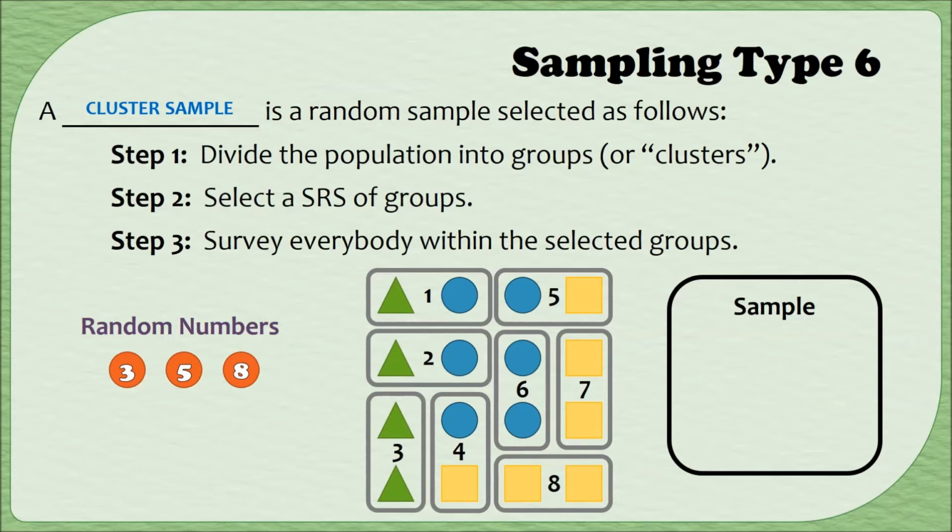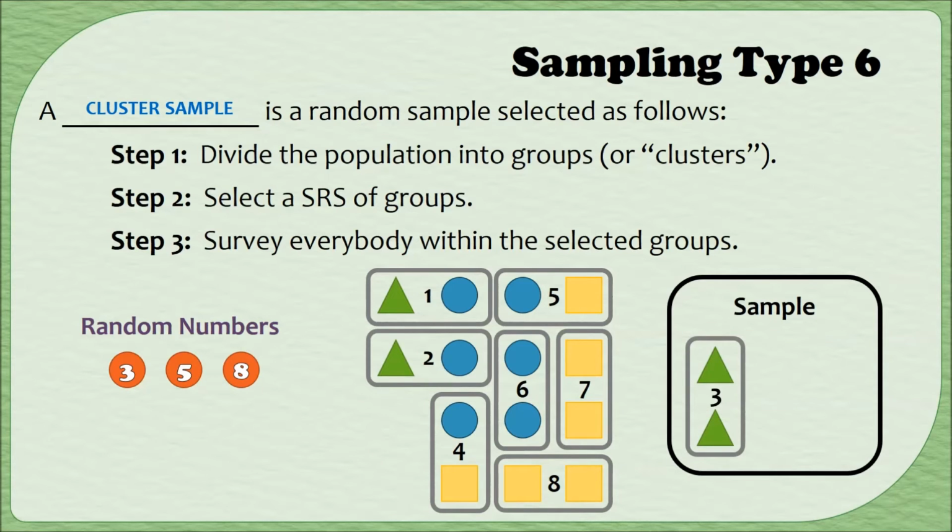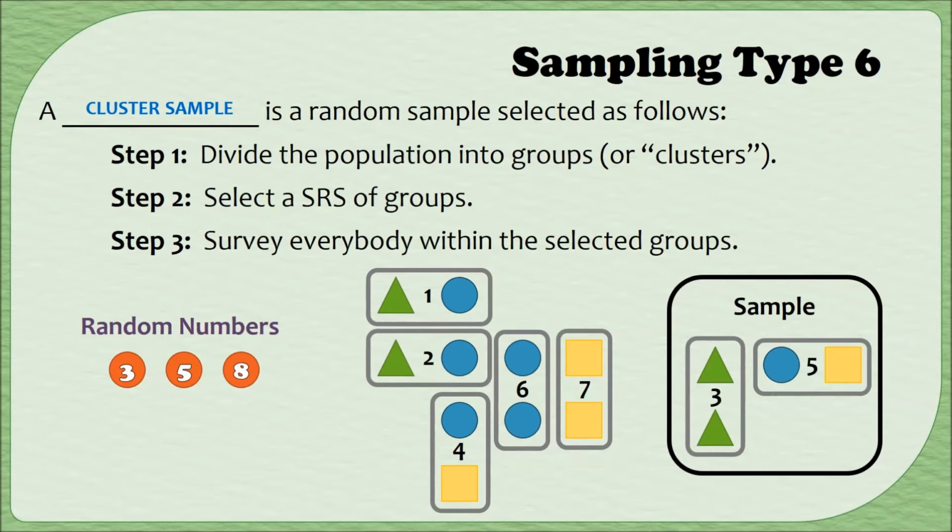What this means is I'm going to take group 3 and add it to my sample, and I take the entire group. Then I'm going to take the entire group 5 and add it to my sample. And I'm going to take my entire group 8 and add that to my sample as well. So in a cluster sample, instead of picking an individual from each of the groups, I take everybody only from a few of the groups. So some of these groups are missed. I never hear from group 1, 2, 4, 6, or 7.